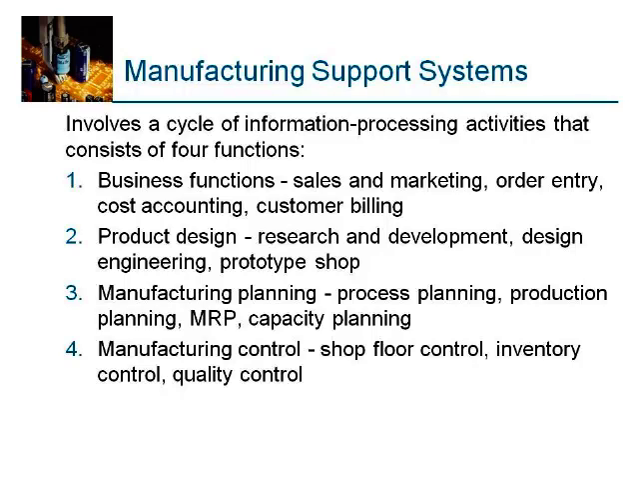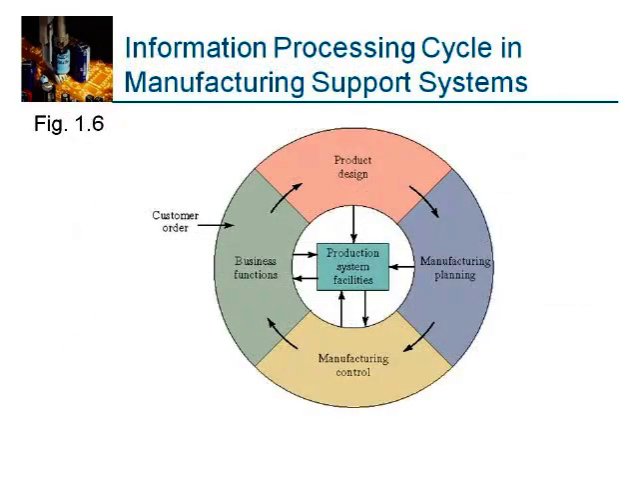Manufacturing support systems involve a cycle of information processing activities that consist of four functions. First, business functions: sales, marketing, order entry, cost accounting, customer billing. Product design: research and development, design engineering, prototype shop. Manufacturing planning indicates process planning, production planning, MRP, capacity planning. Manufacturing control includes shop floor control, inventory control, quality control. The information processing cycle in a manufacturing support system, you can see it here.